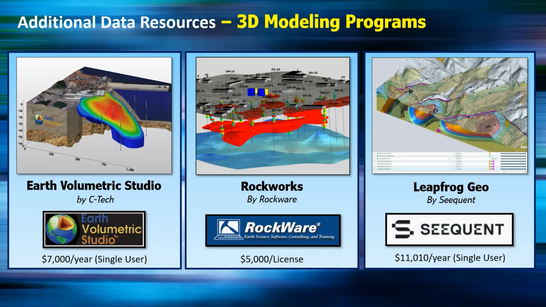Rockworks by Rockware is a cheaper option, only about $5,000 per license. I call it the poor man's EVS. I think Earth Volumetric Studio is better than Rockworks, but certainly it has its place as well.